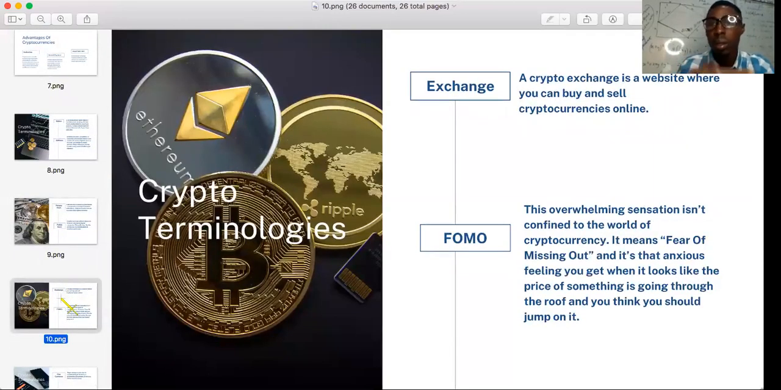Exchange. A crypto exchange is a website where you can buy and sell cryptocurrencies. Examples of exchanges are Binance Exchange, Bittrex Exchange, Crypto.com Exchange, Paxful, that's one of Nigeria's, Luno. We have different types of exchange. You have Huobi, you have KuCoin. These are exchanges. So exchanges are just like middlemen, dealers, where you can buy and sell cryptocurrency.